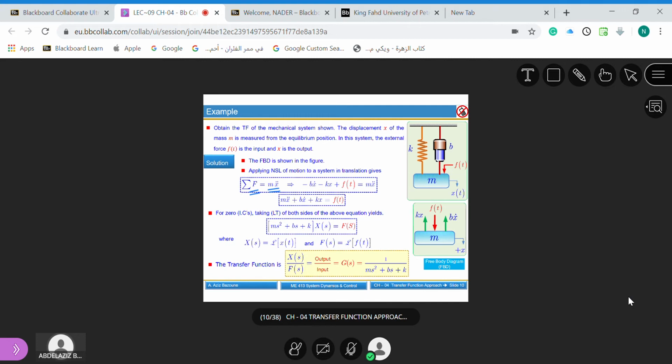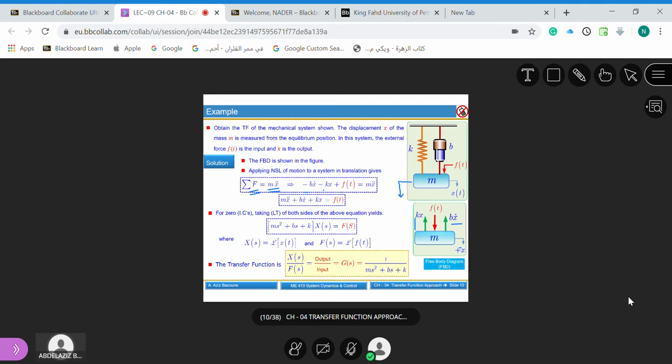If we sum up the forces acting on our system, and you pull your system a little bit down, the spring by its nature tries to go in the opposite direction. So Kx will be in the negative direction, which is why we put minus Kx. Similarly for the damper, minus B x dot, and then plus F of t, which is in the same direction as the motion. So plus F of t is equal to M x double dot.